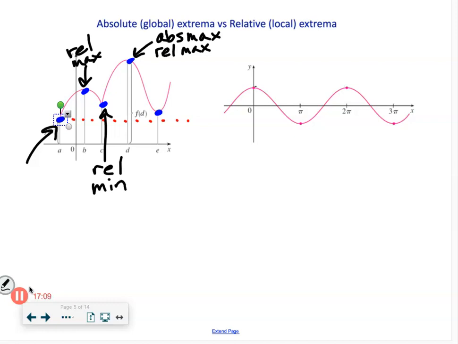Okay. What about this little guy right there? Relative. That's just a rel min. All right. This point for... no matter what, this point is one thing. What is this point for sure? Absolute. That's the absolute min. The lowest point on the function. Is it a relative min?